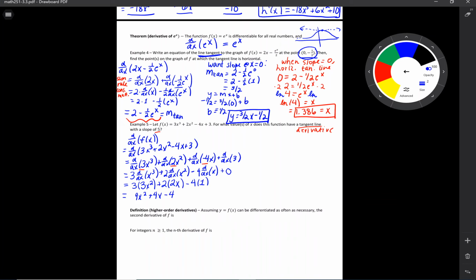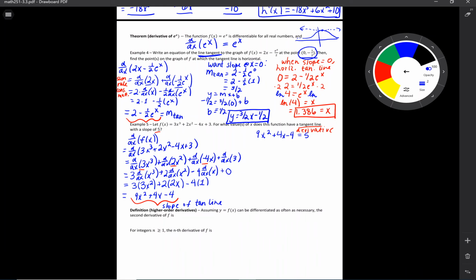So this is my derivative, or my slope, everywhere on our function f of x. And I want to know, for what values of x does this function have a tangent line, or a derivative, with a slope of 5? So this whole expression here represents my slope of my tangent line anywhere. So I'm setting 9x squared plus 4x minus 4 equal to 5. I want my slope to equal 5.